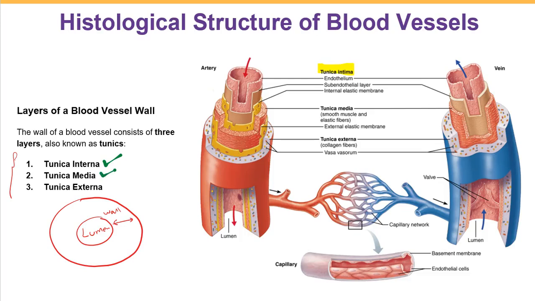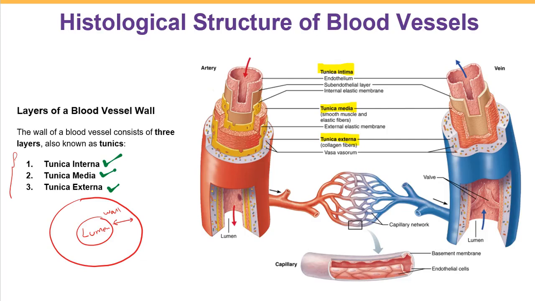And then you can find it just here. And the outermost layer is called tunica externa, which would be found around the blood vessels, or the outermost layer of the blood vessel. But what are tunica intima, tunica media, and tunica externa made up of?